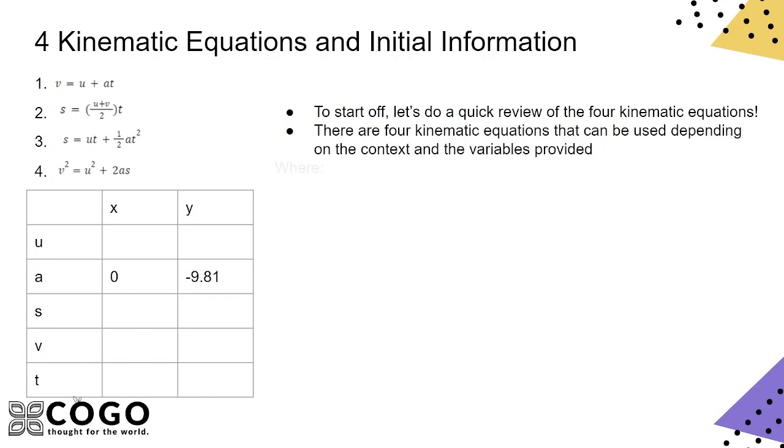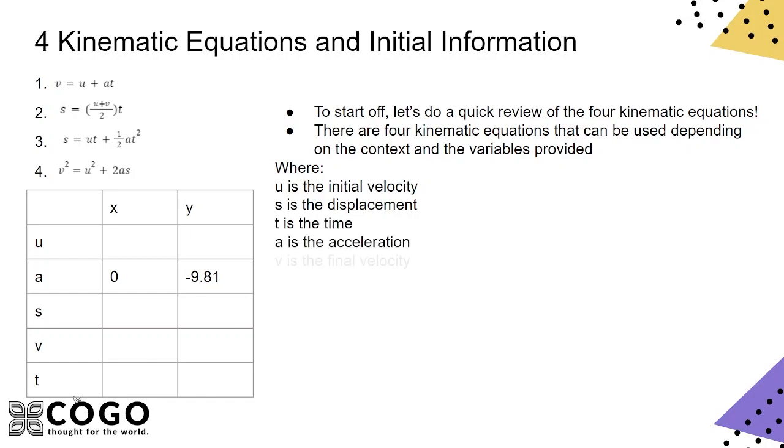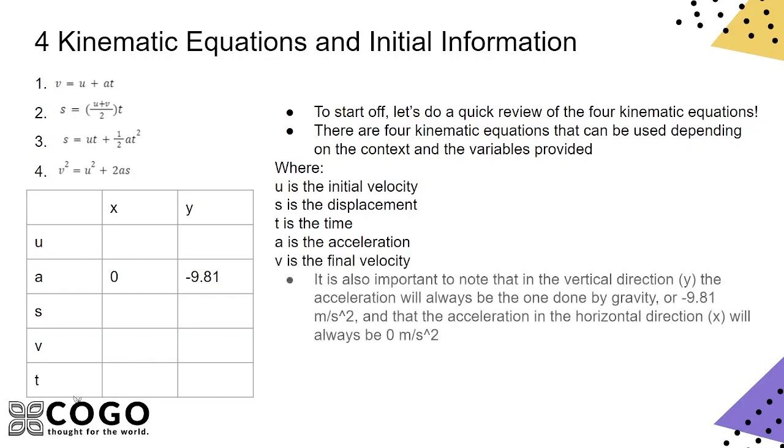Within the equations, there are multiple variables such as u, s, t, a, and v, where u is the initial velocity, s is the displacement, t is the time, a is the acceleration, and v is the final velocity. It is also important to note that in the vertical direction, y, the acceleration will always be the one done by gravity, or negative 9.81 meters per second squared, and that the acceleration in the horizontal direction, x, will always be 0 meters per second squared.